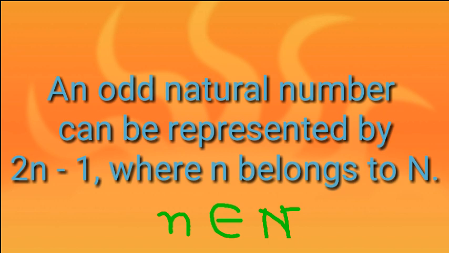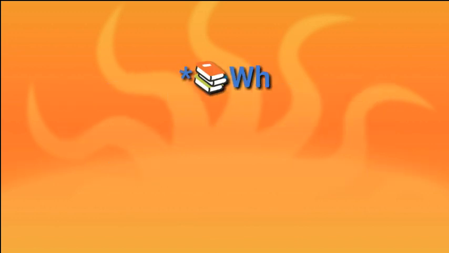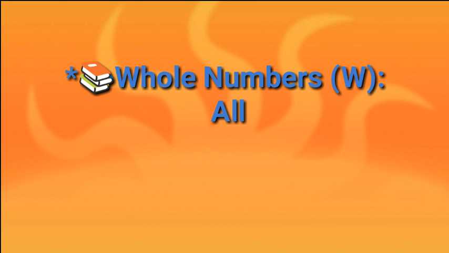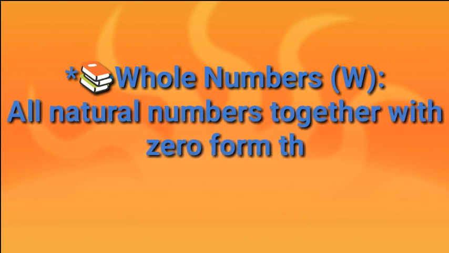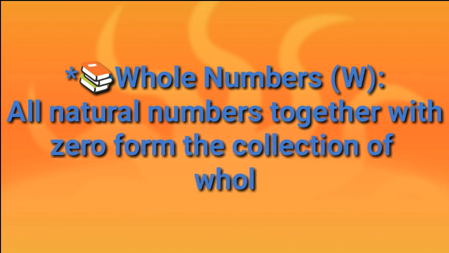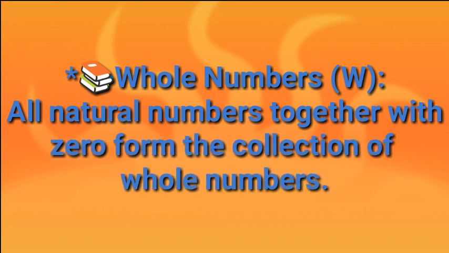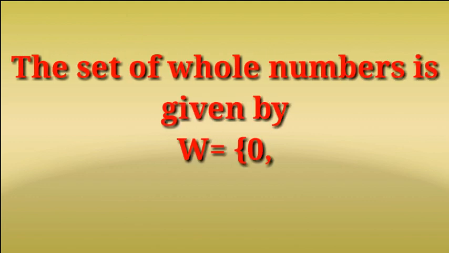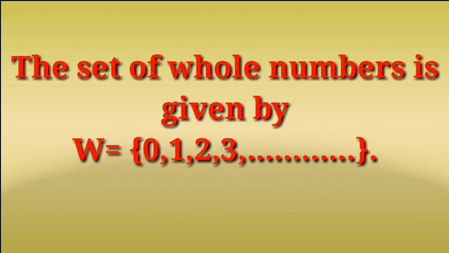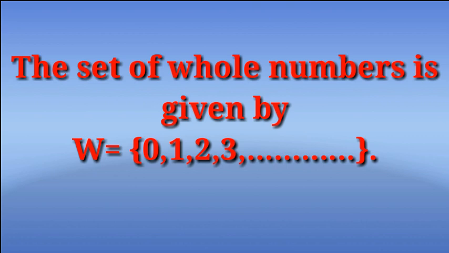Now whole numbers symbolized by capital W. The definition of the whole numbers: all natural numbers together with 0 form the collection of whole numbers. The set of whole numbers is given by capital W is equal to curly bracket 0, 1, 2, 3, and so on.